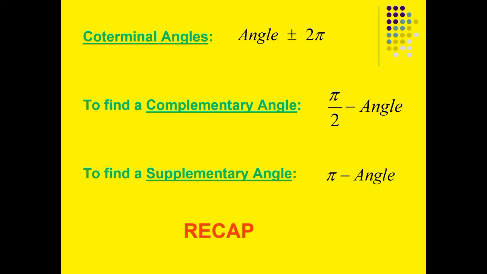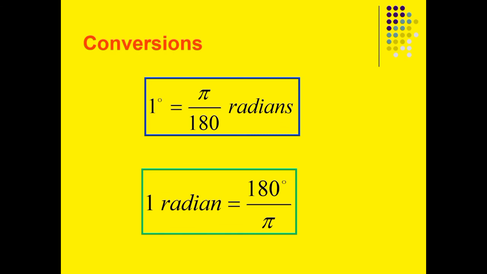So that's the recap of the supplementary angle, the complementary angle, and the coterminal angles. Take note that coterminal angles have infinitely many angles. Take note also, when you convert, that 1 degree is equivalent to pi over 180 radian, or 1 radian is equal to 180 degrees over pi.